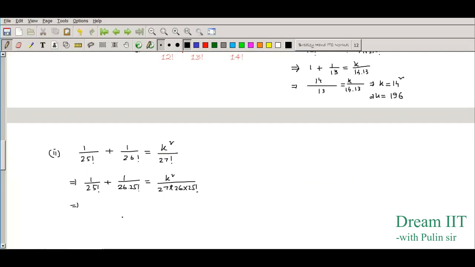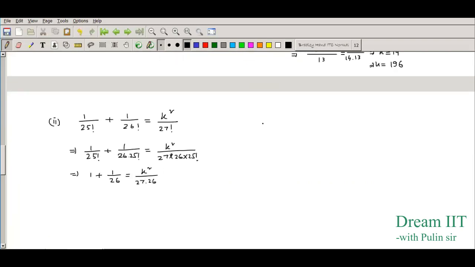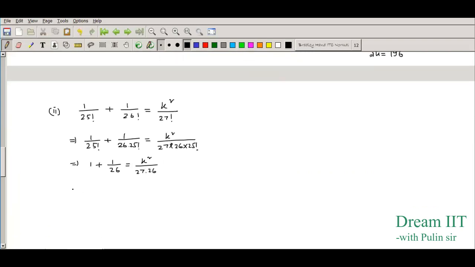Now 1 by 25 factorial can be easily cancelled out, and you'll be getting this much, 27 into 26. So from here you can easily identify: k square equals 27 into 26. Then 26 will get cut, and k square will be equal to 27. So k will be equal to plus or minus 27.